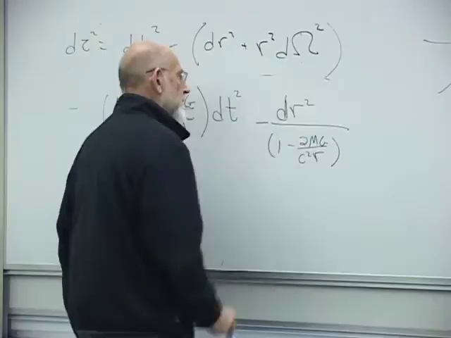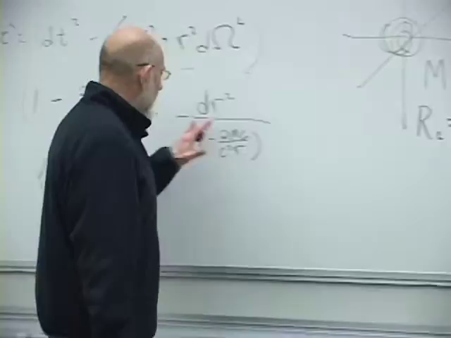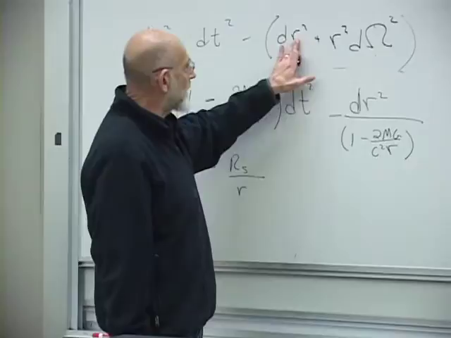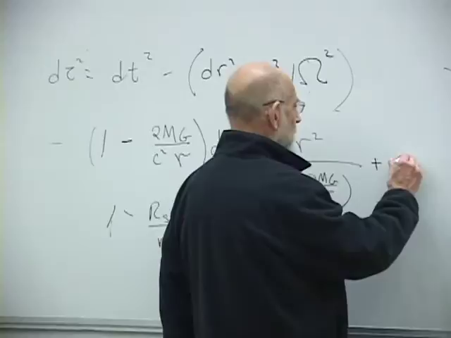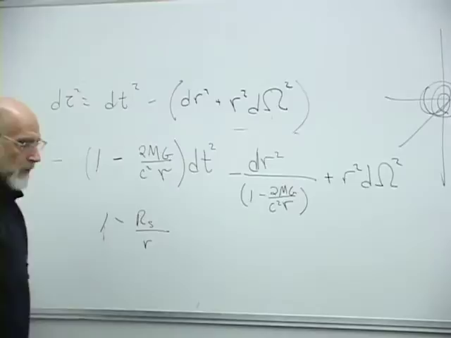Again, when little r gets large, the denominator becomes 1. And this just becomes the r squared. And then the last term here, that's easy, just plus r squared d omega squared. This is the metric of a Schwarzschild black hole. Memorize it.